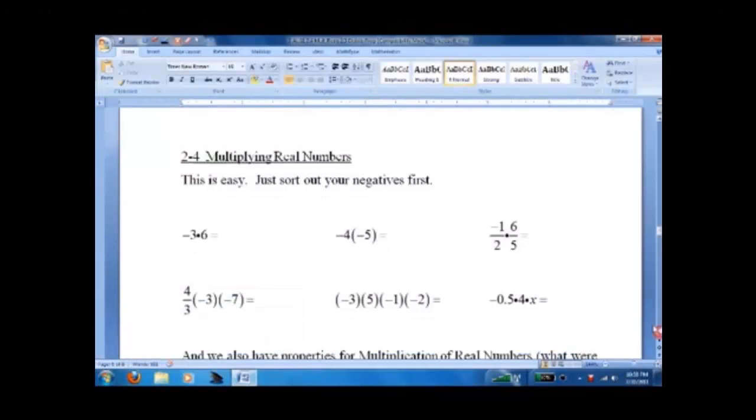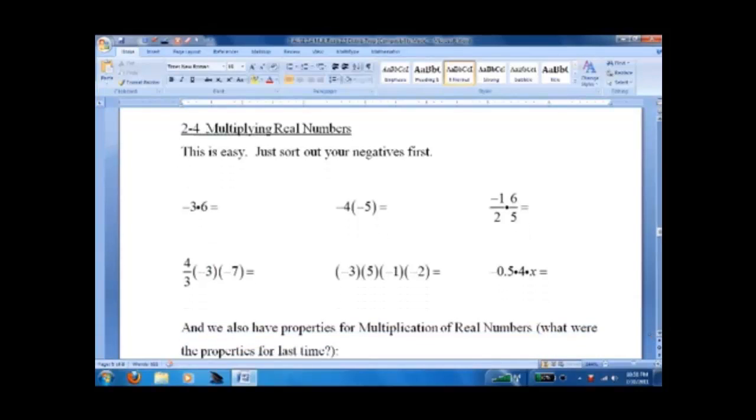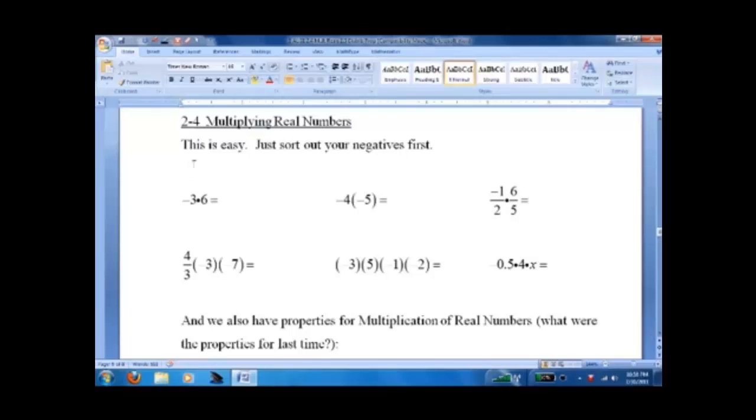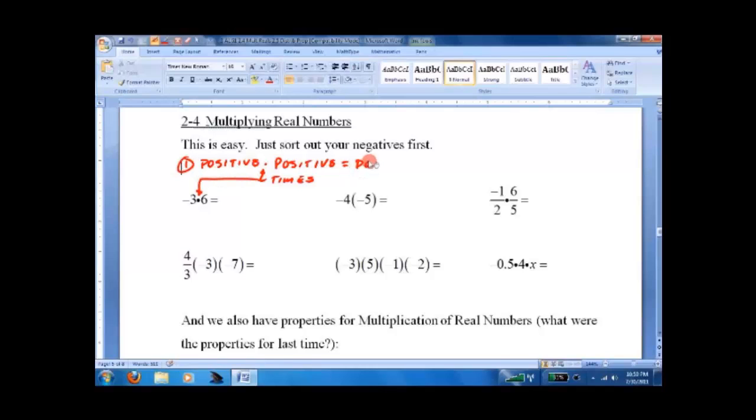We are going to work in this unit on multiplying real numbers. This is pretty easy. Just sort out your negatives first. There's only three cases. One, a positive times a positive equals a positive.